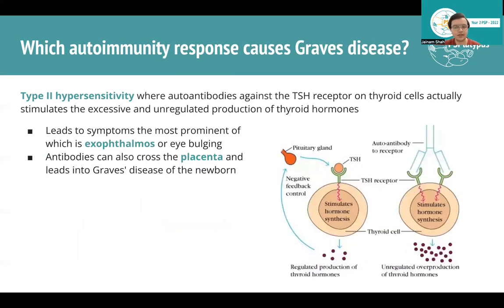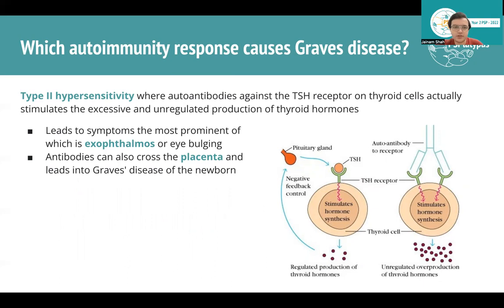Graves' disease is something I think you would have covered already in a huge amount of detail. So this is just mainly focusing on the autoimmune aspect of it. It's a type 2 hypersensitivity. You have autoantibodies against the TSH receptor on thyroid cells, but it's actually a stimulatory antibody. So it stimulates excessive and unregulated production of thyroid hormone. So it's a bit of a special case.